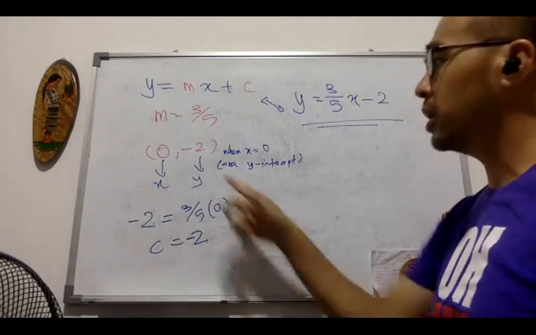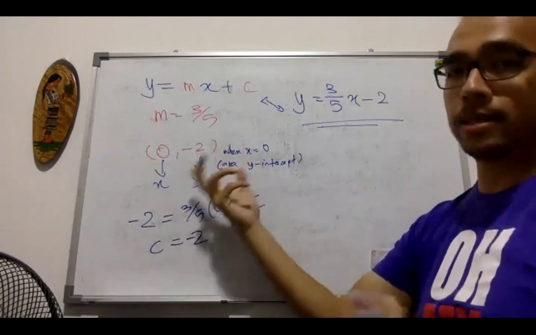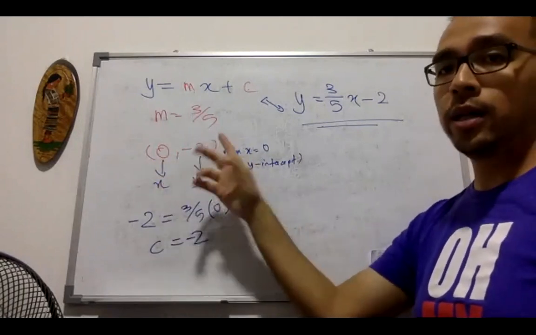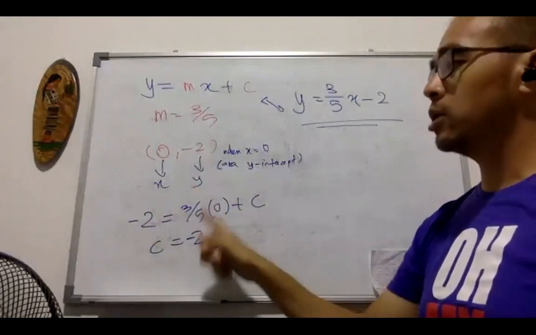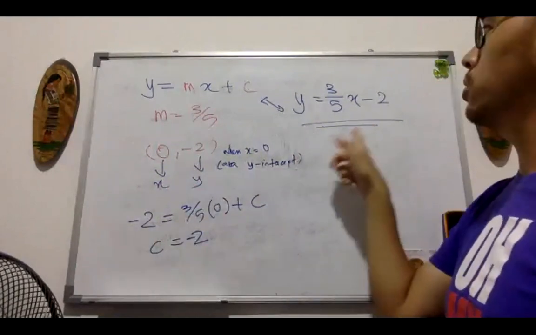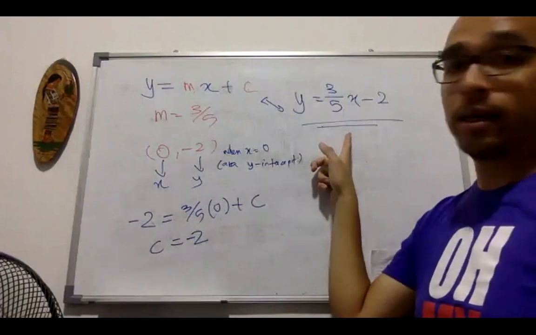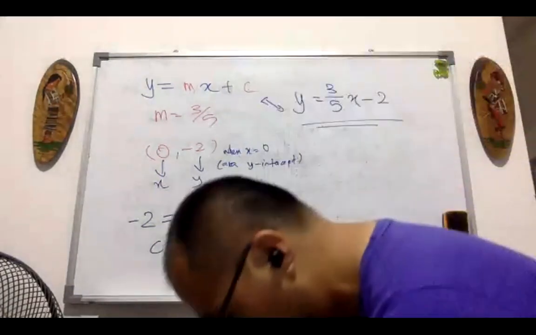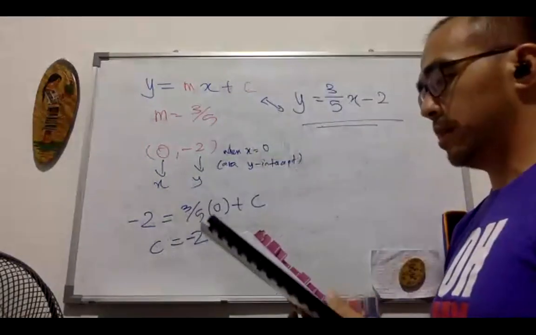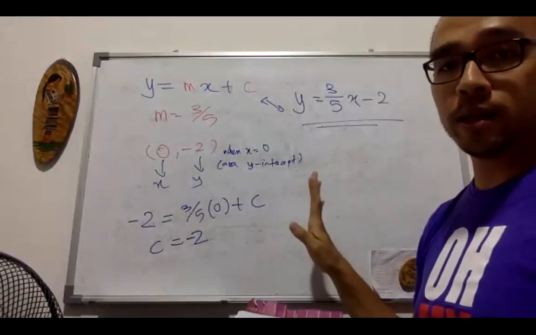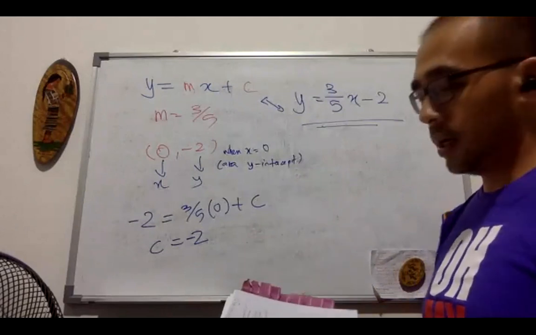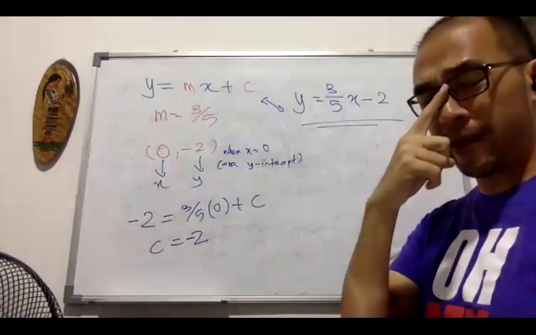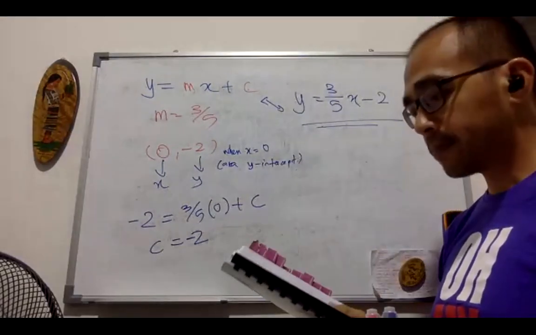But in case they don't give you a (0, -2), they give you a random point, then you should be able to substitute it in to find the c, and then you can put it as the equation: y equals 3/5 x minus 2. Okay, moving on to question B. I hope this answers question A for you. If not, don't worry. You can rewind this later and watch the recording.